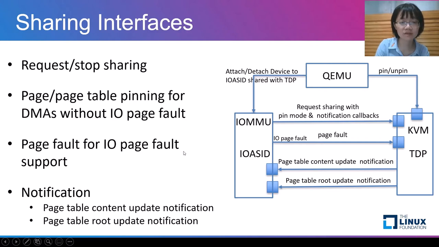And the third interface is the page fault interface when IO page fault is supported. The IOMMU side needs to forward the page fault to the KVM side when there is an IO page fault. And when the KVM side updates its TDP root content, it also needs to notify the IOMMU side in order to update its IOASID root and flush the IOTLB.